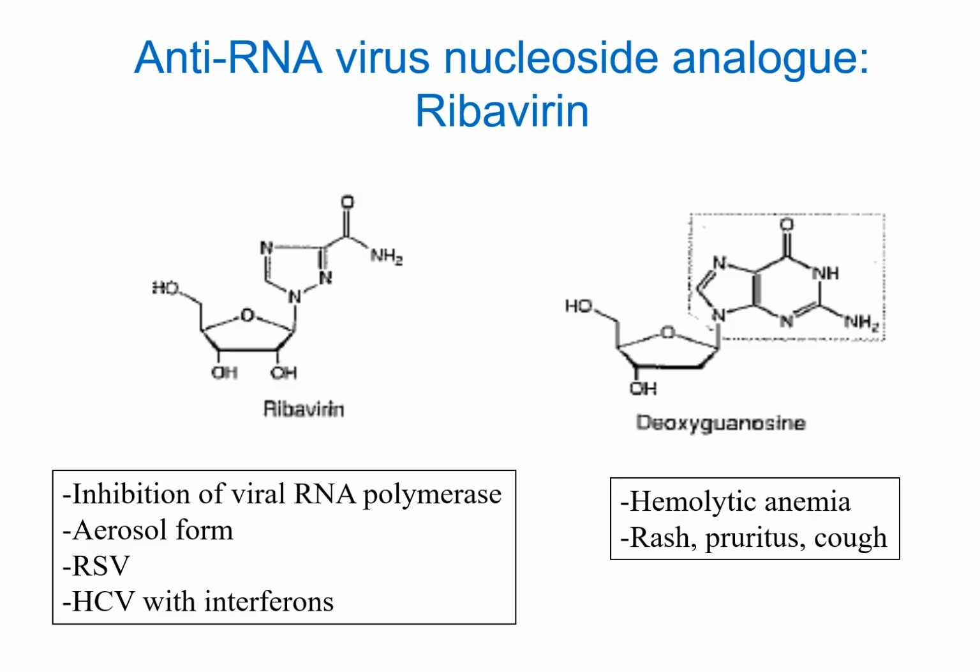Next, before we move to the non-nucleoside DNA polymerase inhibitors and the non-nucleoside reverse transcriptase inhibitors, one slide on the RNA polymerase inhibitor. Ribavirin in this case is also a nucleoside analog, but it inhibits viral RNA polymerase. It's available in several forms, and one of them is the aerosol form that we can use for RSV, respiratory syncytial virus. It can also be given for HCV, hepatitis C virus, in combination with interferons. Side effects include hemolytic anemia, rash, pruritus, meaning that the patient would itch, and cough with the aerosol form.